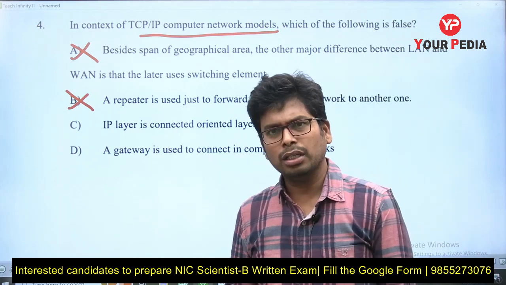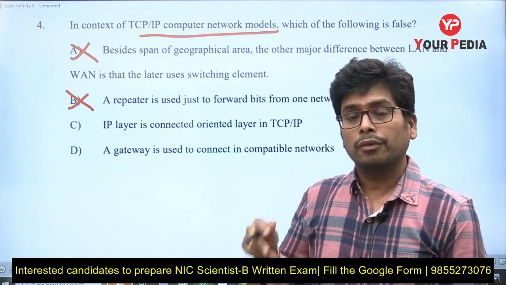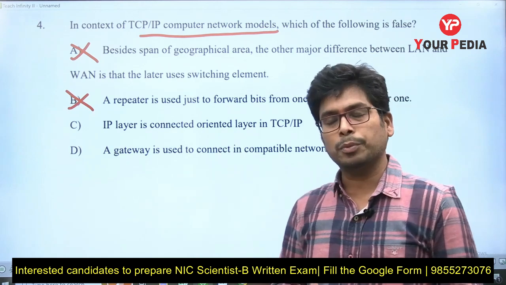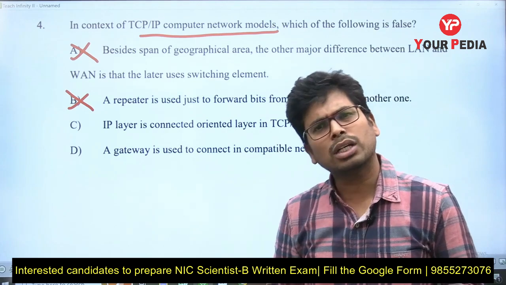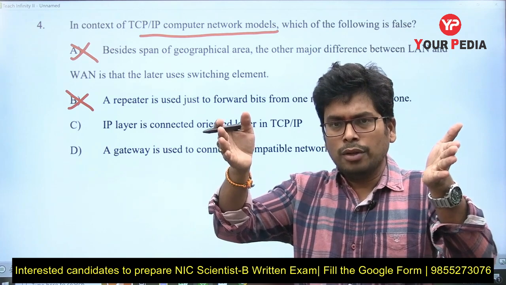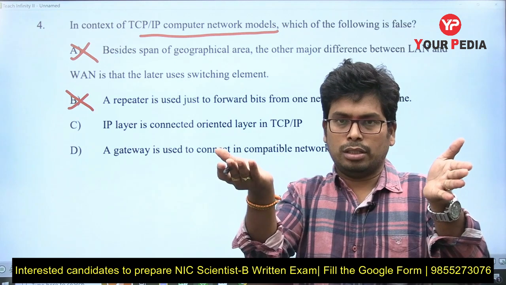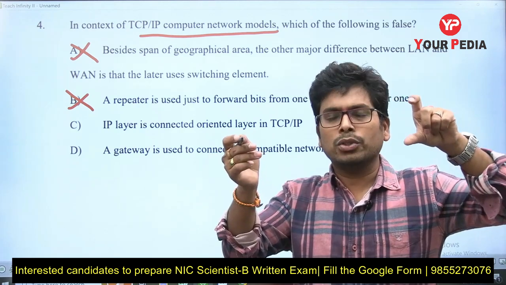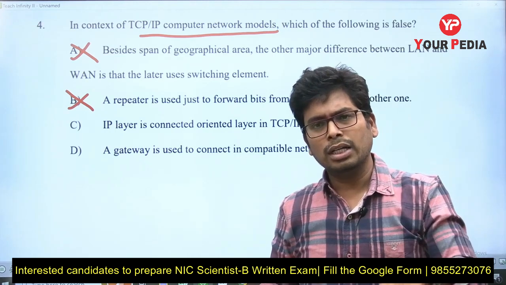Okay. Next, the IP layer is connection oriented in TCP/IP. Of course, this is the right answer. Why? Because we are using IP as a connection establishment layer if you are using the TCP protocol. The TCP protocol is used whenever a connection gets established. How will the connection get established? The IP address of the sender and the IP address of the receiver, with the help of the MAC addresses, they will communicate with each other and establish the connection. If you are using the TCP protocol, after establishing the connection, data will transfer. If you are using the UDP protocol, they will transfer the data without establishing the connection.